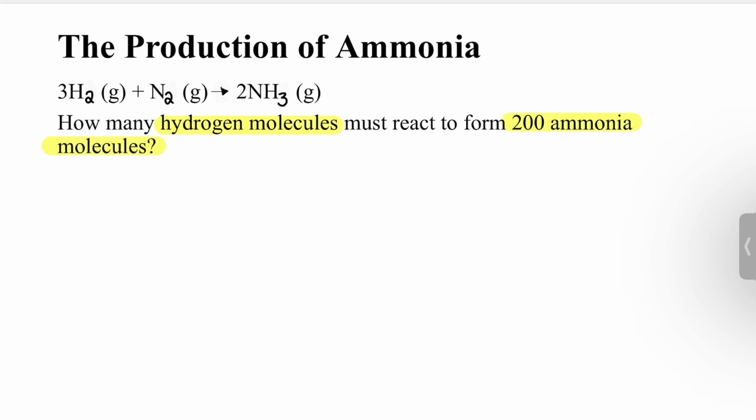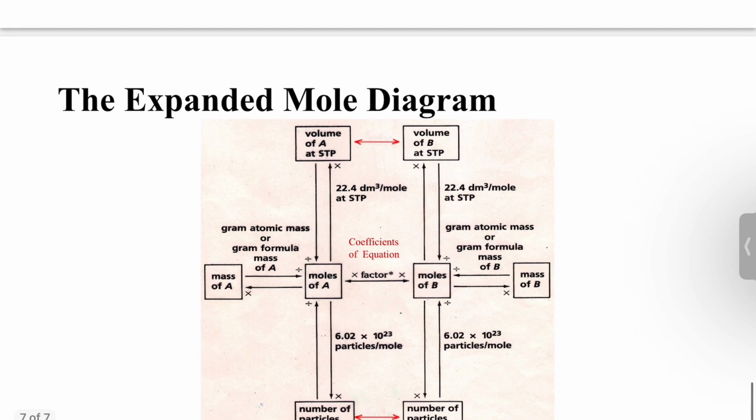So let's look at our expanded mole diagram here, okay? So we want to go from particles of hydrogen to particles of ammonia. Well, the first thing we're going to have to do is convert from particles to moles, then convert from moles of one substance to moles of the other using the mole ratio from the coefficients of the balanced chemical equation. Once we have moles, then we can convert back to particles, okay? So there's kind of like a couple steps to this. So let's take it part by part.